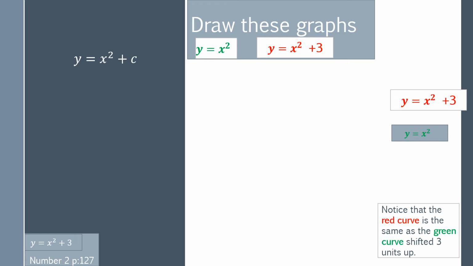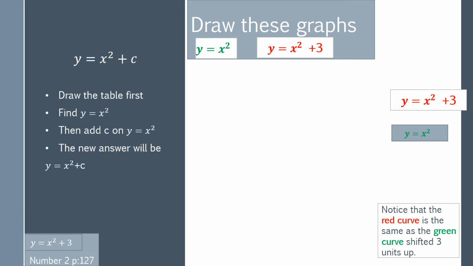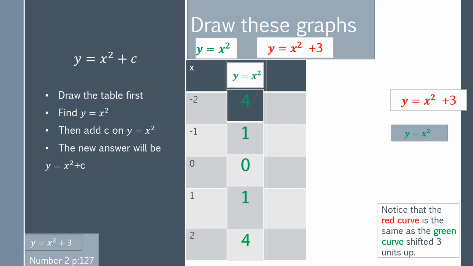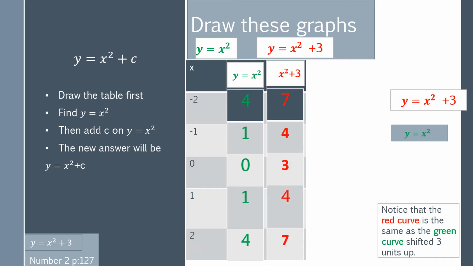Now, if you want to draw these graphs for y equals x squared and y equals x squared plus 3, you draw the table of values. Y equals x squared. You find the value of each one, which means -2 squared is 4, -1 squared is 1, and then you'll get these values for y equals x squared. And then you will add 3 to x squared, so you will get 7, 4, 3, 4, and 7.